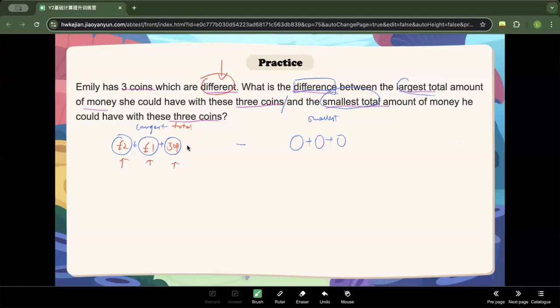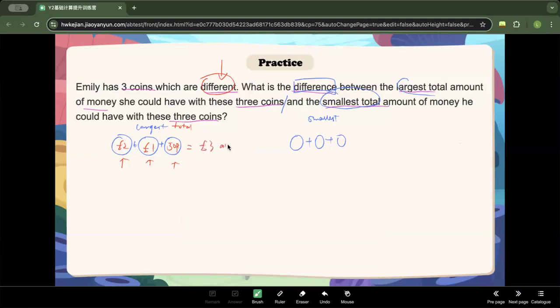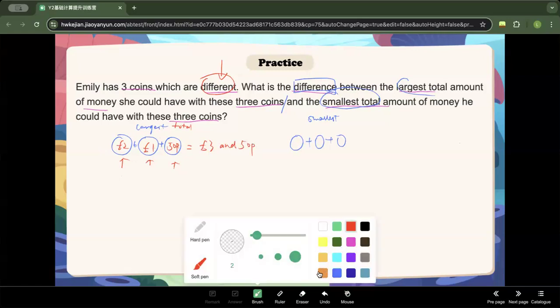Okay, so can everybody try to help me find the largest total here? We can put all of the pounds together, and the pence. You can try to put it as pounds and pence first, and then we can try to do the calculation.